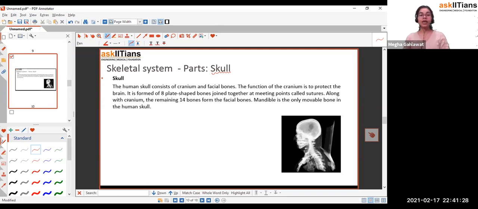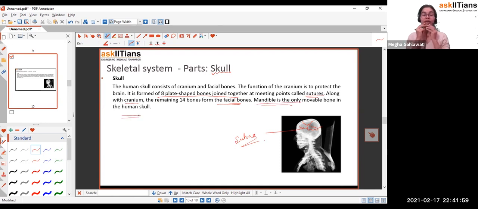Okay, so we have about 8 plate-shaped bones joined together, and the meeting points are called the sutures. So let's say if this is the brain, it will have these types of meeting points. Okay, and these meeting points are called the sutures. On top of that, along with the cranium, we have the facial bones which make up our entire face, and there are 14 facial bones. Okay, and the mandible is the only movable bone in the human skull. Mandible is the lower jaw that we're talking about.